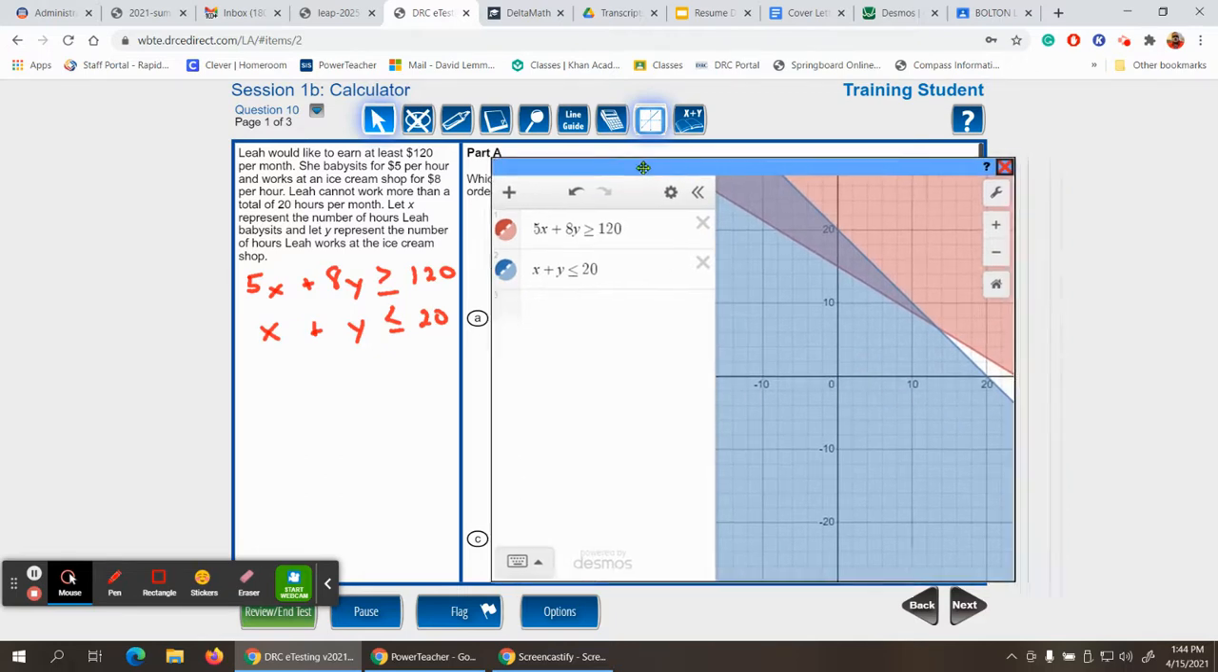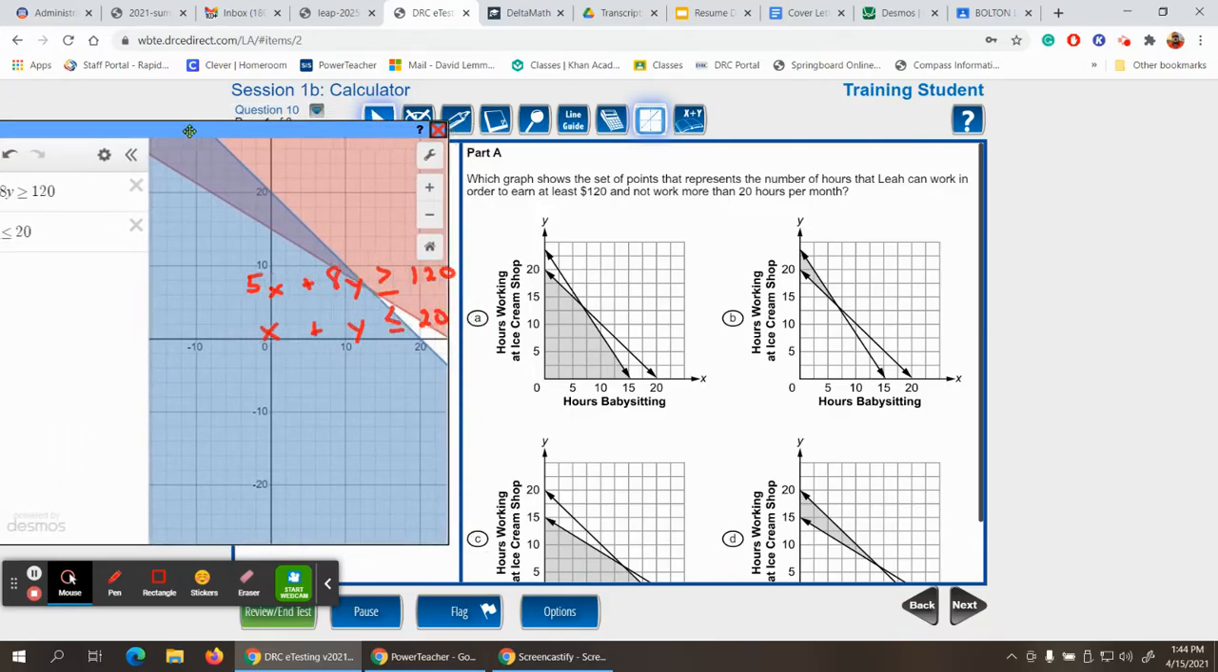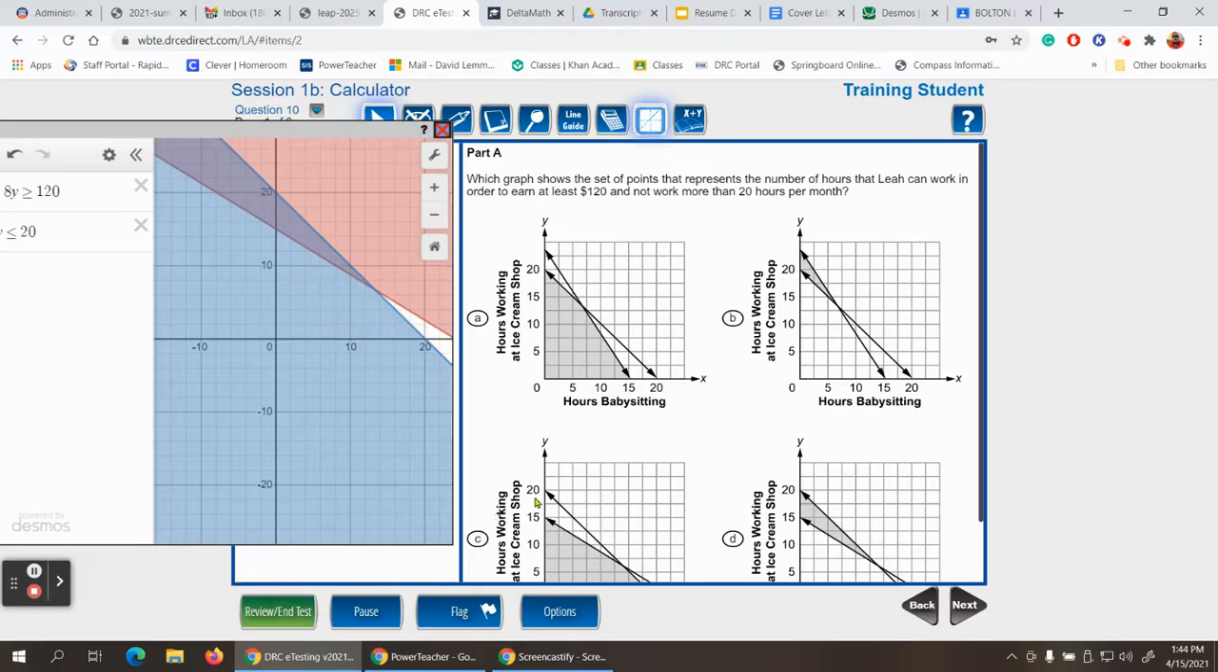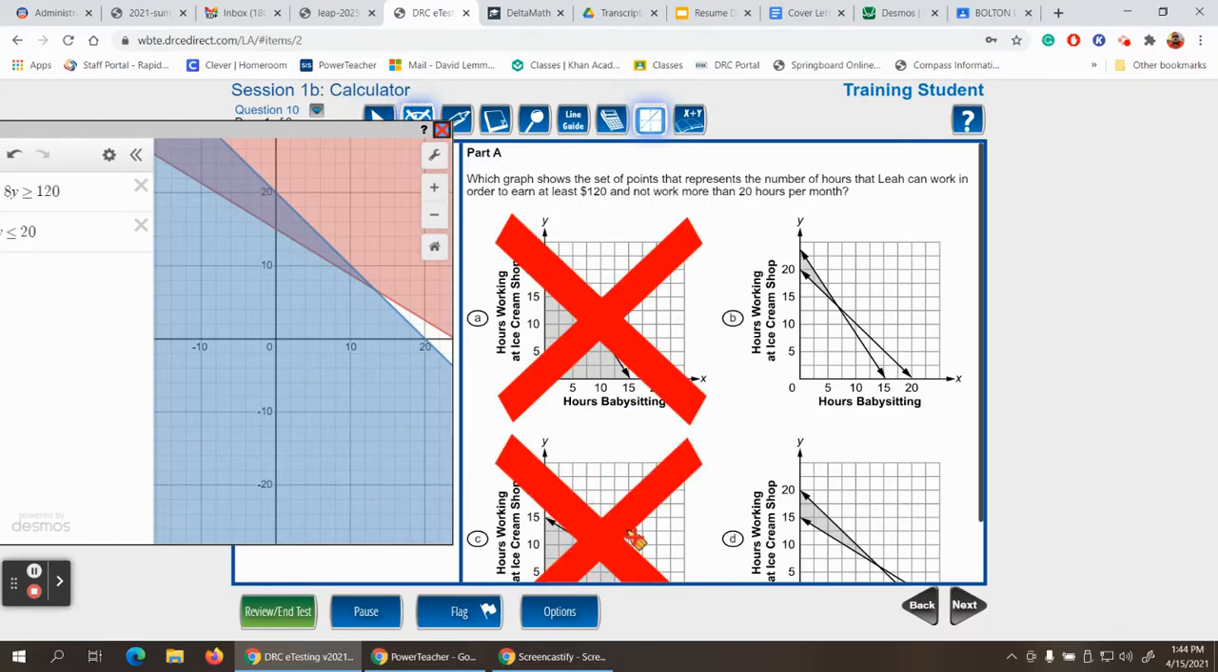Based on what this graph looks like, is there anything I can get rid of? Let me get rid of my markings here because I don't need them. All right, the double shaded area is here. The double shaded area is here. So it's not this one. It's not this one. The only ones that are possible are B and C. But take a look here, okay?